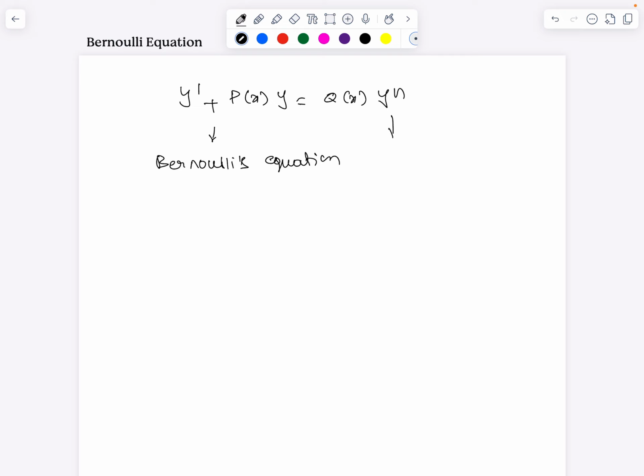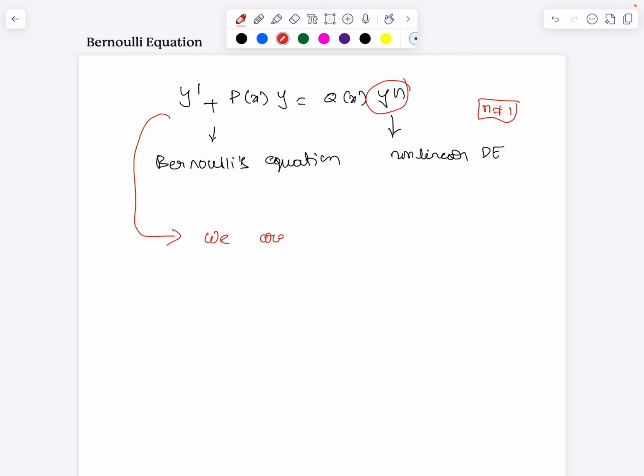This is a nonlinear differential equation. The nonlinearity is because of y power n. So the only condition is that n is not equal to 1. There is a reason for it. We will see further why n not equal to 1 is necessary. So these types of differential equations are nonlinear first order differential equations, and these equations we are converting.